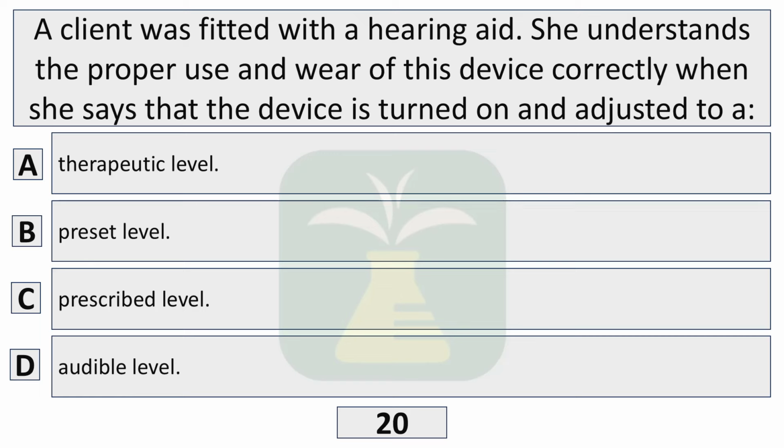A client was fitted with a hearing aid. She understands the proper use and wear of this device correctly when she says that the device is turned on and adjusted to: A, therapeutic level. B, preset level. C, prescribed level. D, audible level.